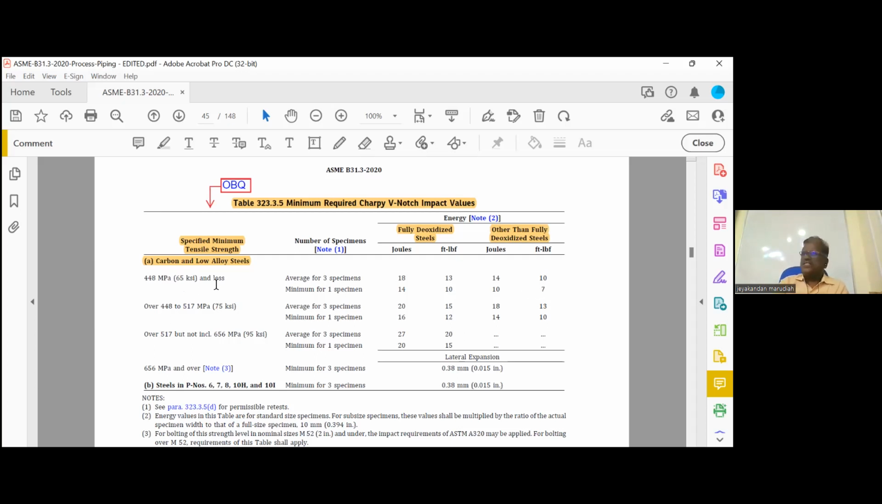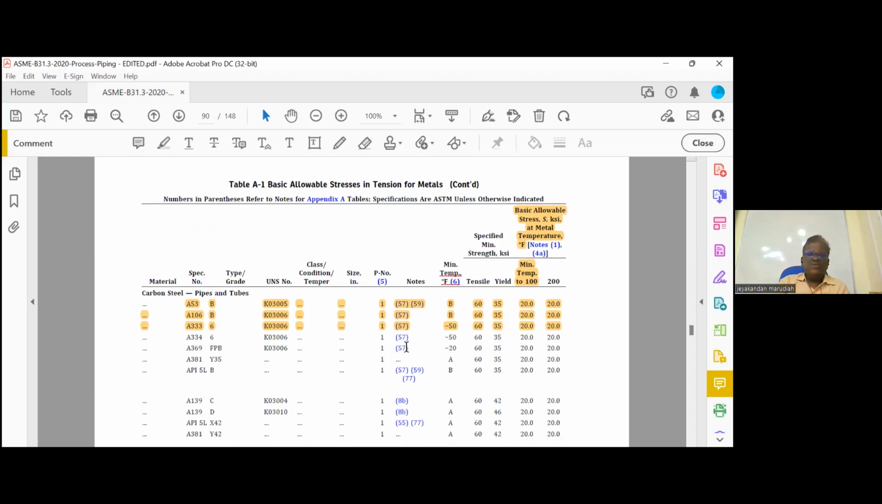Now it is 65 KSI and less. From where will we find out the tensile strength? Same page. You can see here SA-381 Y35. What is the tensile strength here? 60. The tensile strength we can see from there only. Okay.